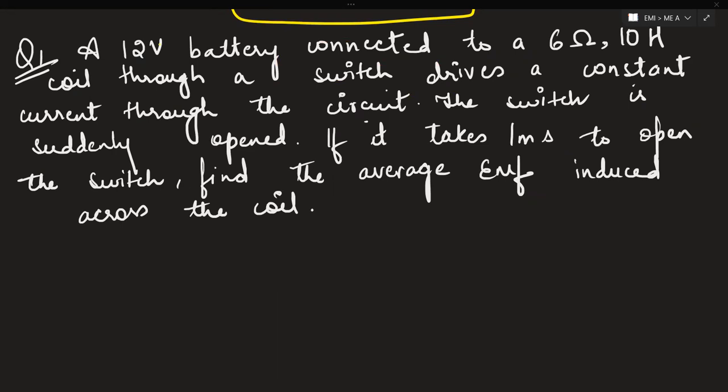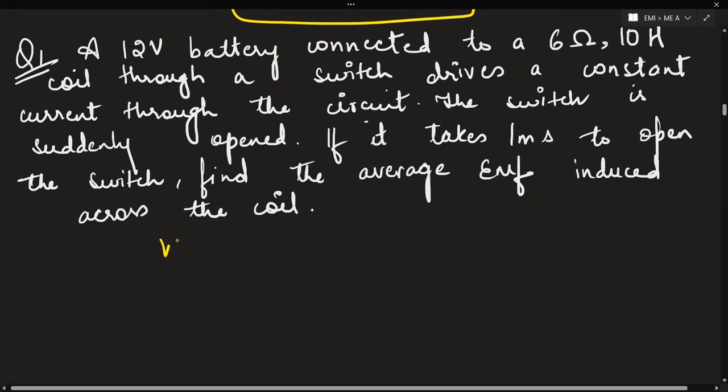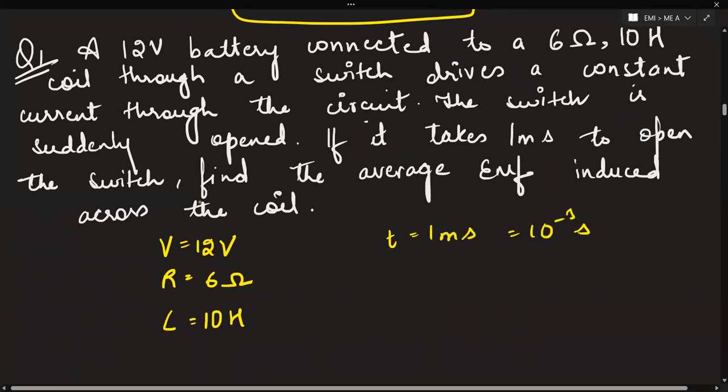See class, in this question, a 12-volt battery is connected to a 6 ohm resistor. So voltage is 12 volt, resistance is 6 ohm. 10 H is what? 10 Henry is the inductance that is given. Through a switch it drives a constant current through the circuit. The switch is suddenly opened, and it takes 1 millisecond. So time is given as 1 millisecond, which can be written as 10 to the power minus 3 seconds to open the switch. You have to find out the average EMF.